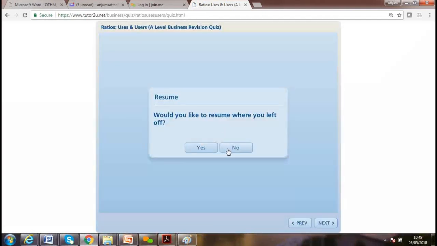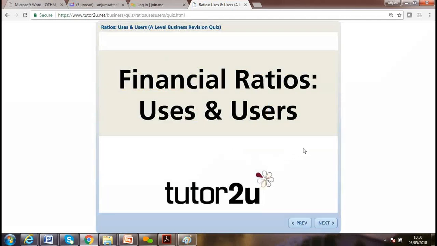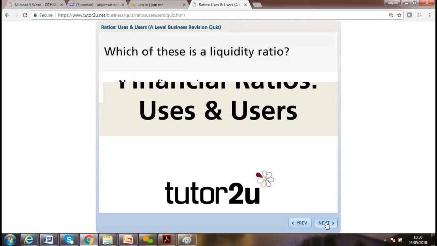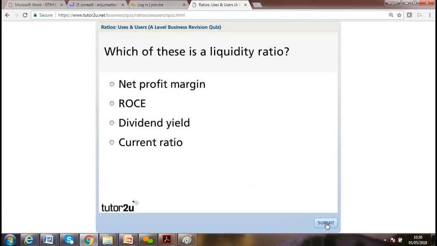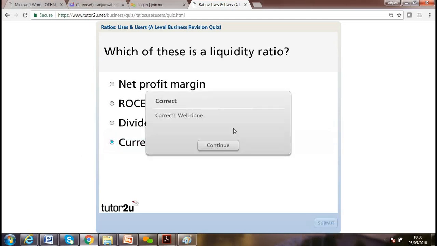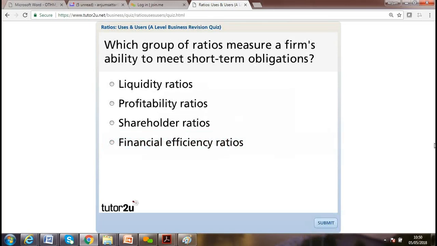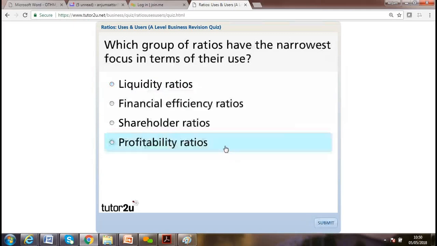Okay, just a few questions. So we'll start. Financial ratios, uses and users of financial ratios. First, which of these is a liquidity ratio? Current ratio. Well done, correct. Next, which group of ratios measures the firm's ability to meet short-term obligations? We discussed short-term. Liquidity ratios. Well done. Next, which group of ratios has a focus on the use of resources? Financial efficiency ratios.